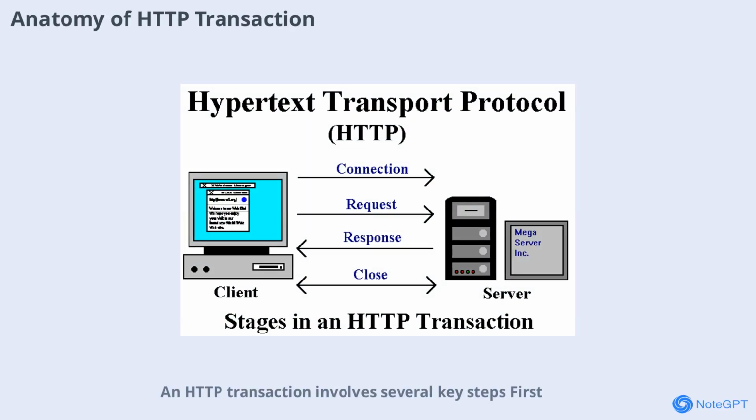An HTTP transaction involves several key steps. First, the client establishes a connection to the server, typically using TCP. Next, the client sends a request for information. The server processes this request and responds with the requested data or an error message. Finally, the connection is closed by either party. Each transaction is independent, and all data is transmitted in human-readable ASCII text. This structure ensures reliable and efficient communication between clients and servers.